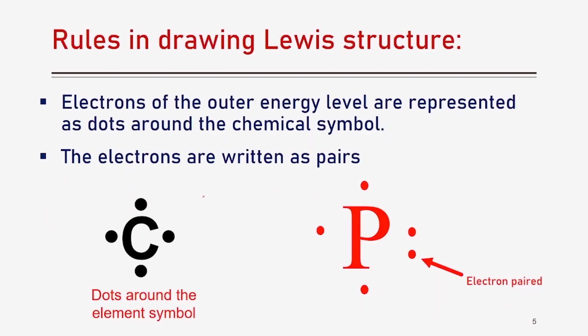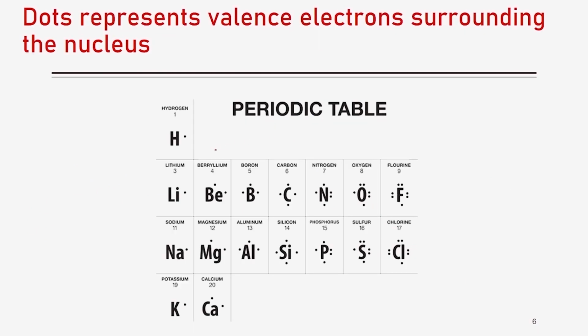Usually the valence electrons are distributed around the element symbol. Dots represent the valence electrons that are written as pairs. Here are some of the Lewis structures of elements in the periodic table. You can see the first group has 1 dot, 1 valence electron. The second group has 2 dots, 2 valence electrons, and so on.